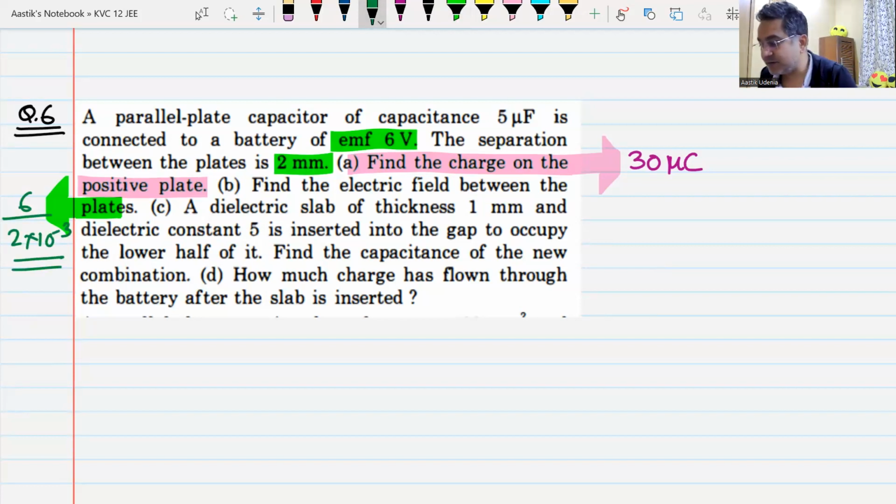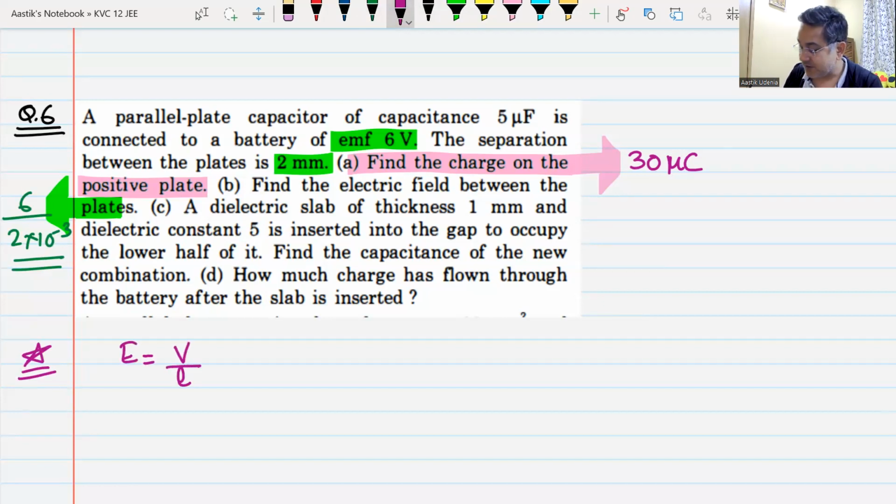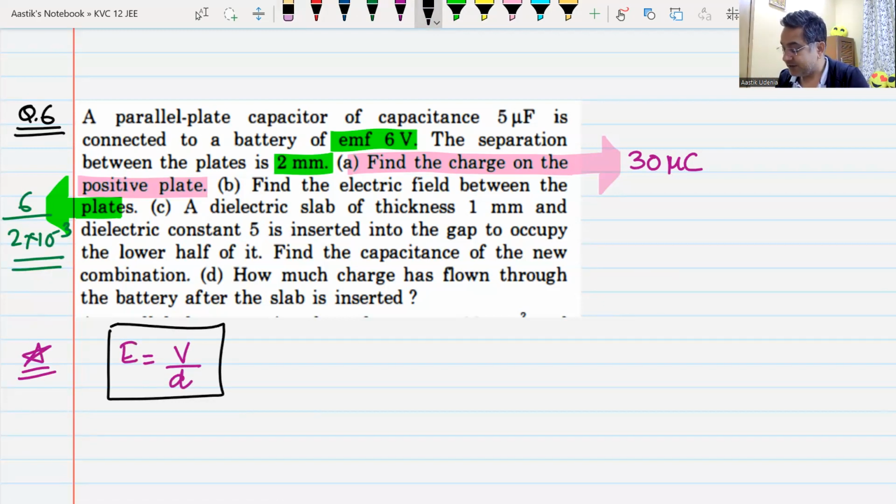If you don't remember electric field, please go back. To find out the electric field between the capacitor plates, note it down. It is the potential difference divided by the distance between the plates. Write it down in bold so that you don't forget it. Anyways, that was the answer for the second part.